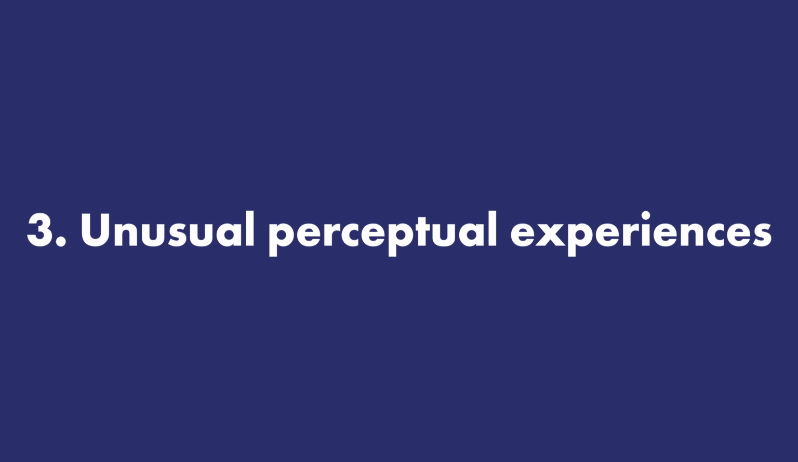For example, believing that you could control the outcome of dice in a board game, or having a fear of odd numbers. It can include any superstitious belief that is not rooted in the person's culture. Number 3 is unusual perceptual experiences.